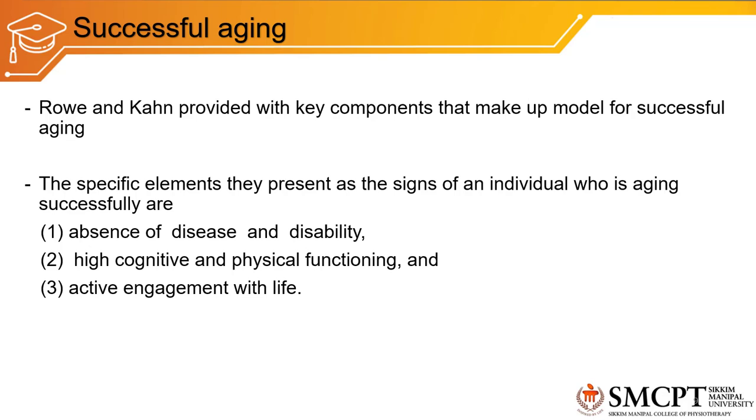Now, Rowe and Kahn provided the key components that make up the model for successful aging. To summarize, they emphasize successful aging with the following points: absence of disease and disability, high cognitive and physical functioning, and active engagement with life.